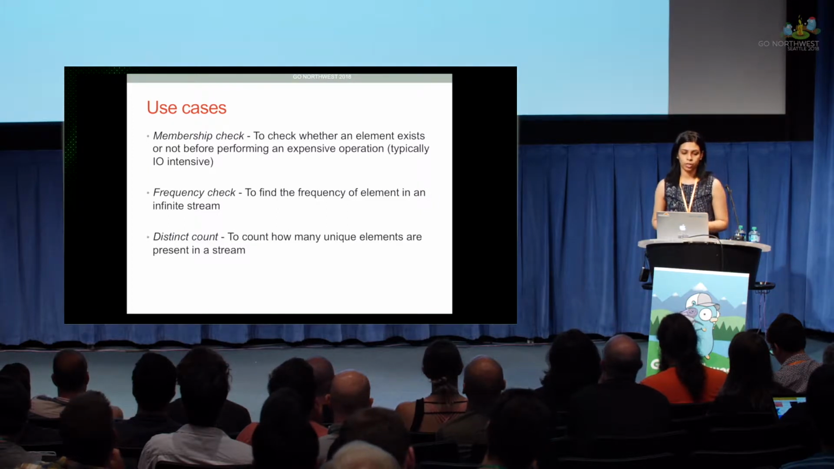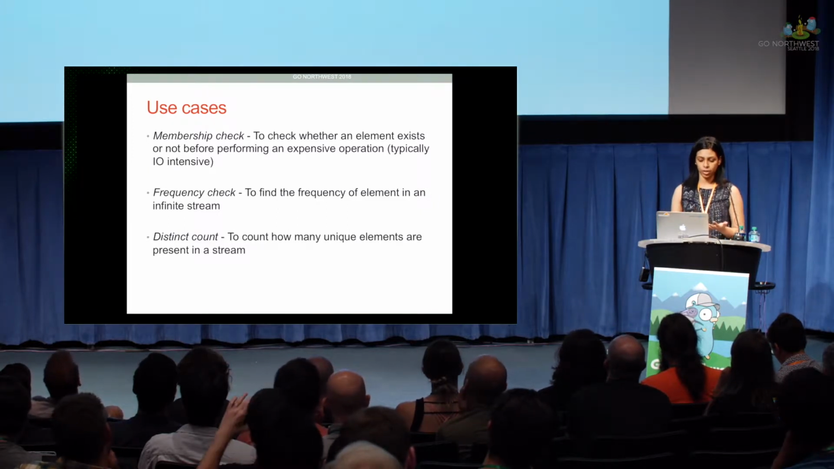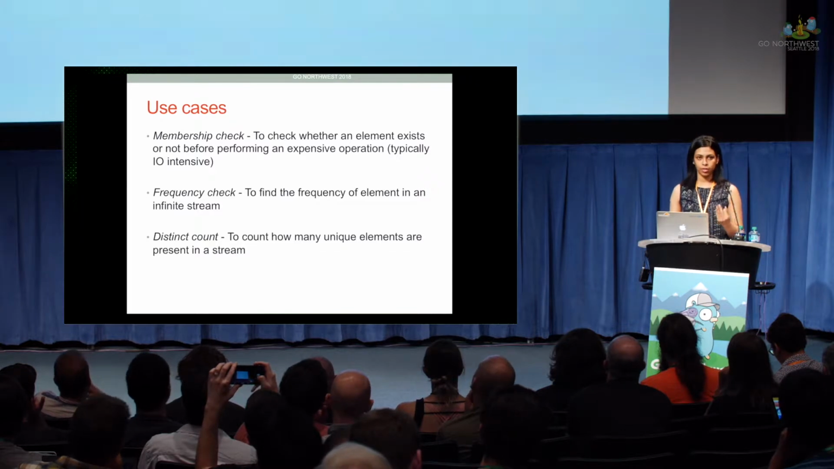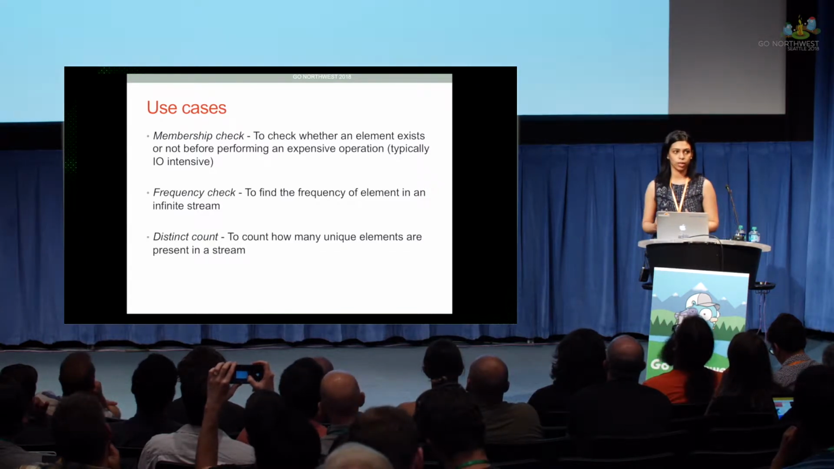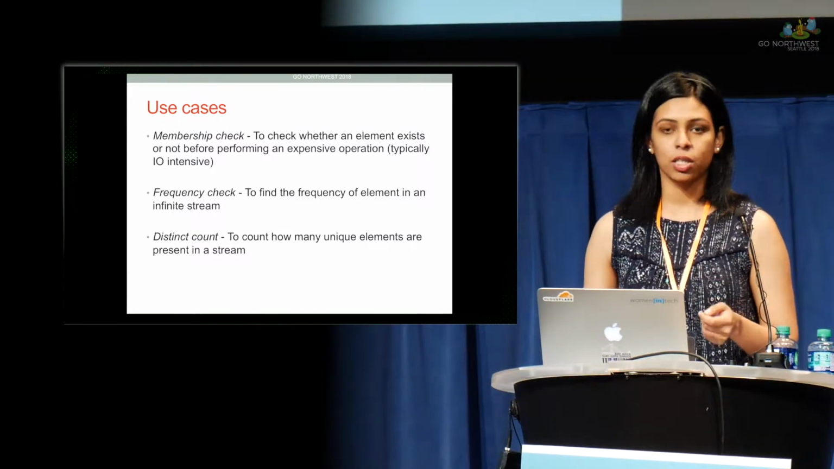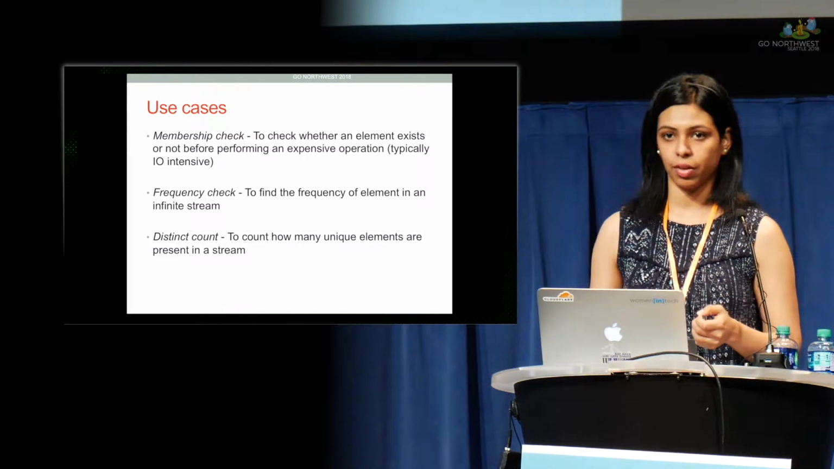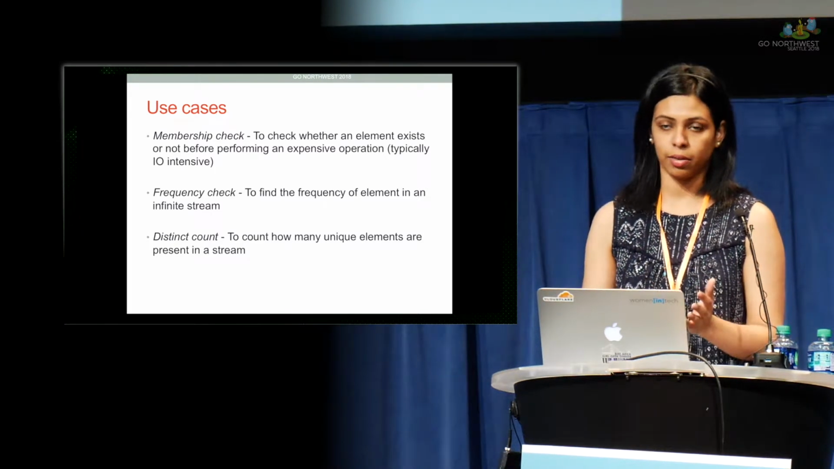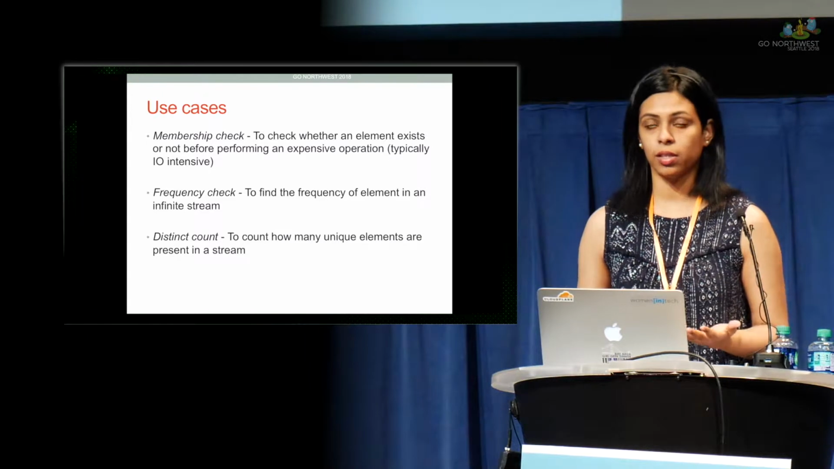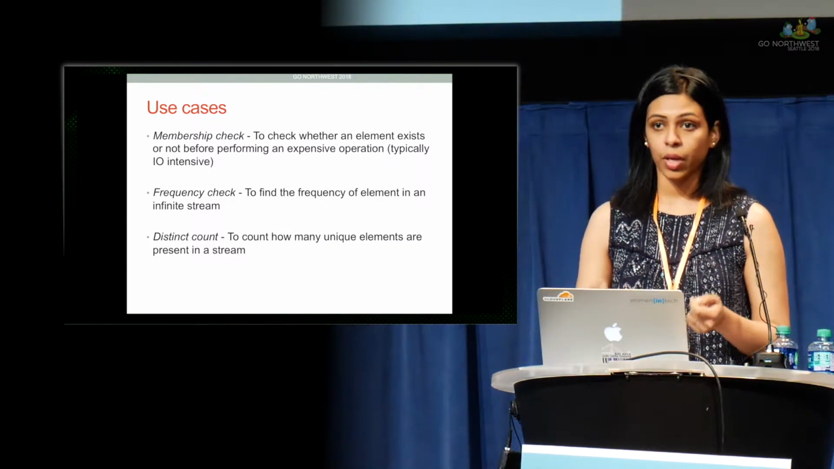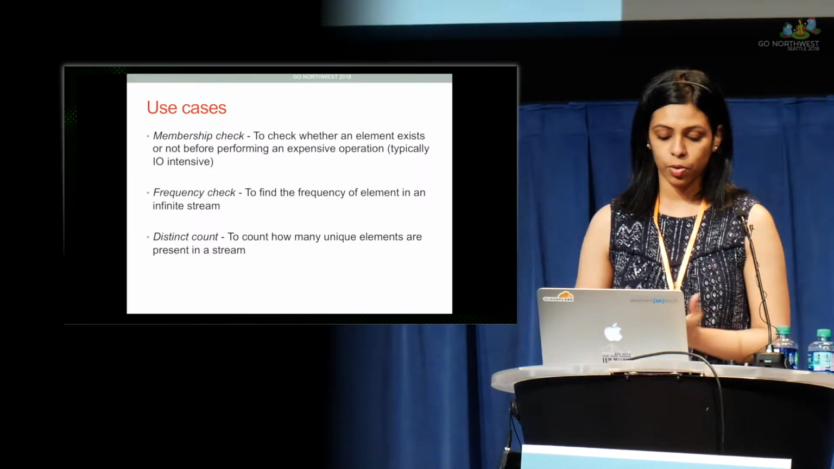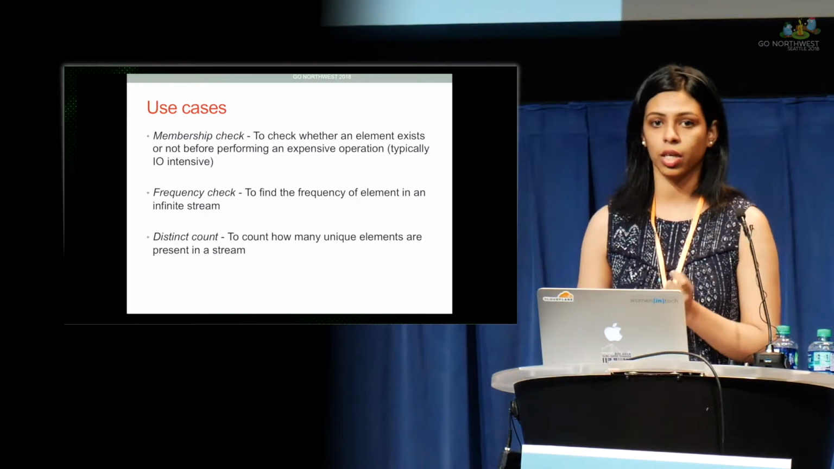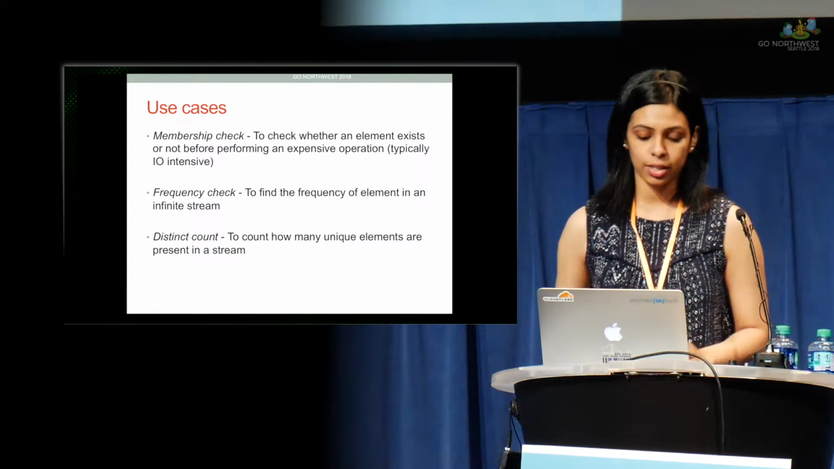So these are the use cases. The data structures I'm going to discuss can be used for one of these use cases: either membership check, frequency check, or distinct count check. The example I'm going to show in my demo today is that I took a web server log and just extracted the IPv4 addresses from those logs. The membership check is to check whether the given IP is present in that set or not. The frequency check is to check how many requests came from this specific IP. And the distinct count: how many unique IPs tried to reach my site. These are the typical use cases.